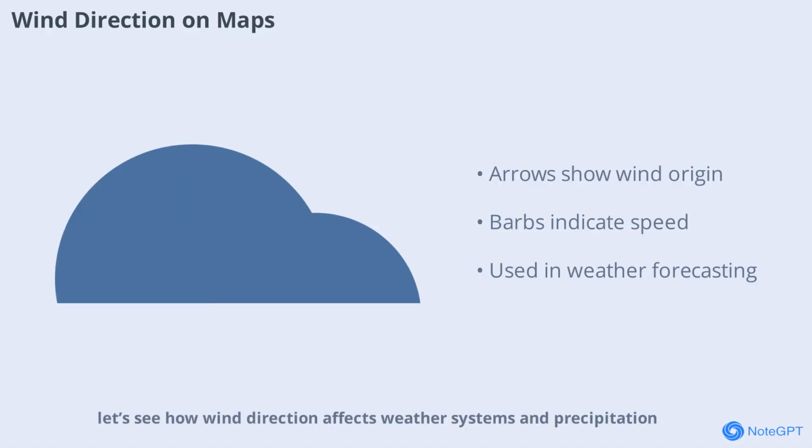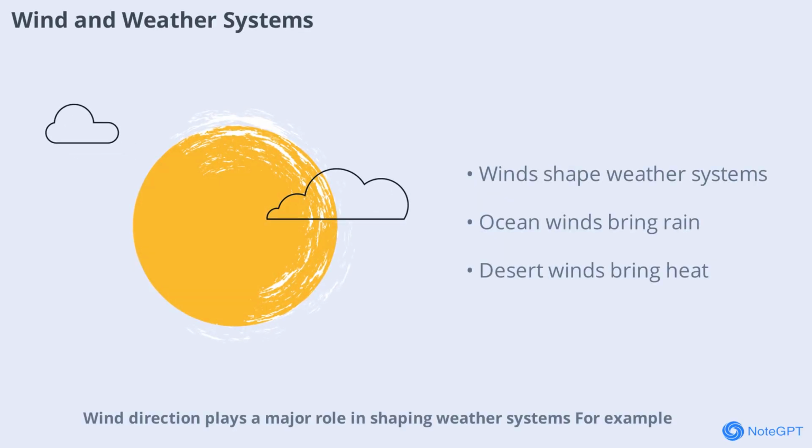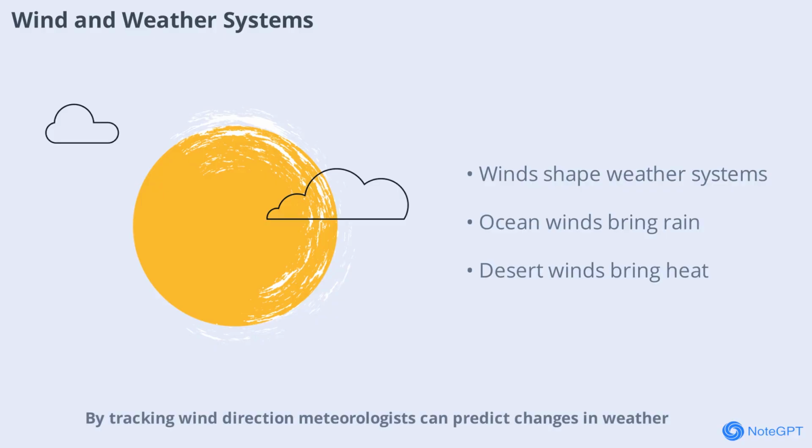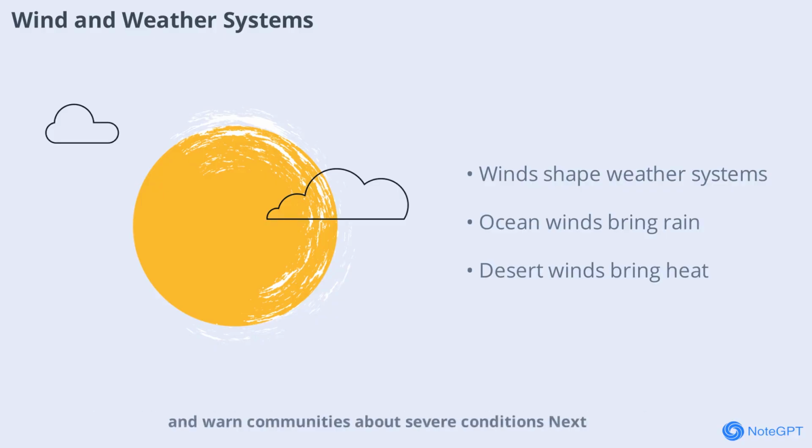Next, let's see how wind direction affects weather systems and precipitation. Wind direction plays a major role in shaping weather systems. For example, winds from the ocean often bring moisture and rain, while winds from deserts can bring dry, hot air. The interaction between different wind directions can lead to the formation of storms, cold fronts, and warm fronts. By tracking wind direction, meteorologists can predict changes in weather and warn communities about severe conditions. Next, we'll discuss how wind direction impacts aviation and navigation.